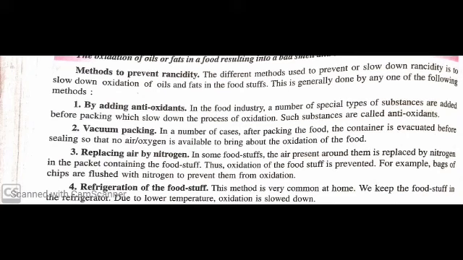Vacuum pumping. In a number of cases, after packing the food, the container is evacuated before sealing so that no air or oxygen is available to bring about the oxidation of the food. Replacing air by nitrogen. In some foodstuffs, the air present around them is replaced by nitrogen in the packet containing the foodstuff. Thus, oxidation of the foodstuff is prevented. For example, bags of chips are flushed with nitrogen to prevent them from oxidation. Refrigeration of the foodstuff. This method is very common at home. We keep the foodstuff in the refrigerator. Due to the low temperature, oxidation is slowed down.